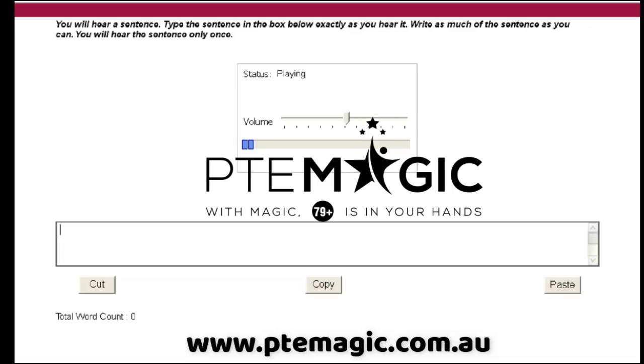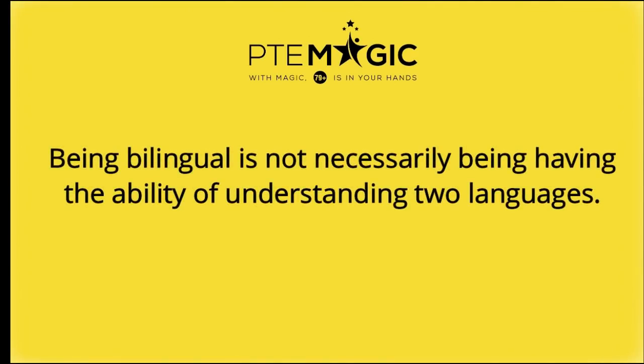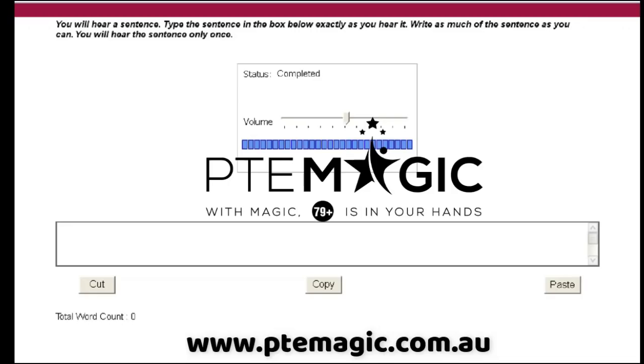Being bilingual is not necessarily having the ability of understanding two languages.